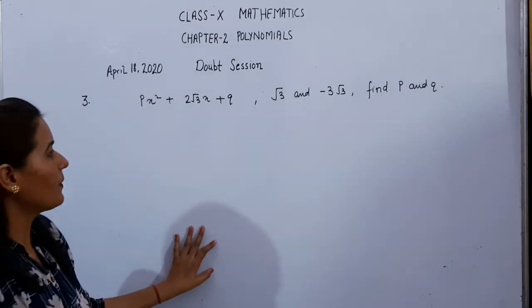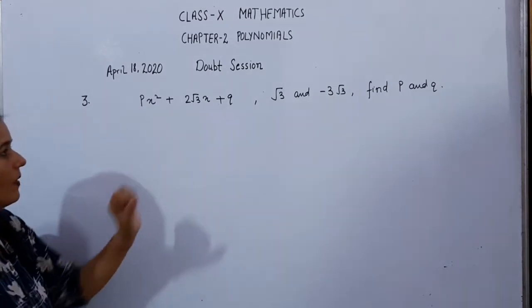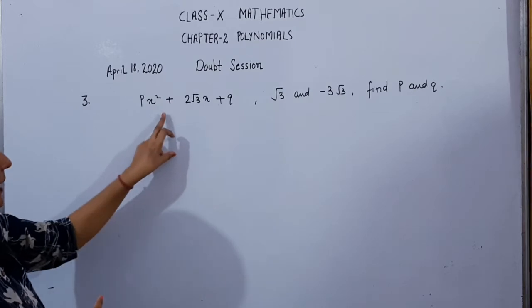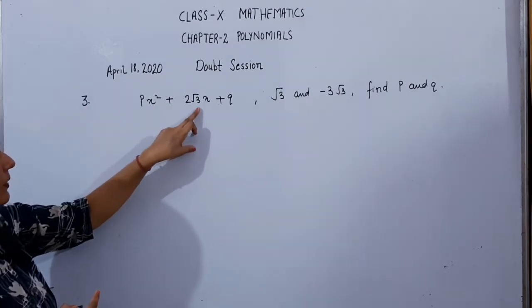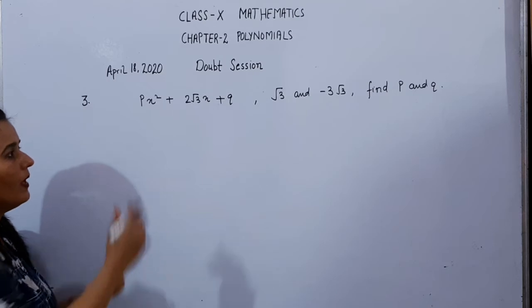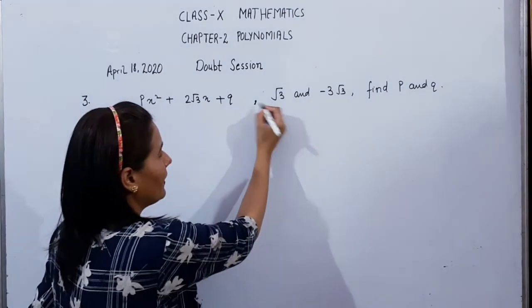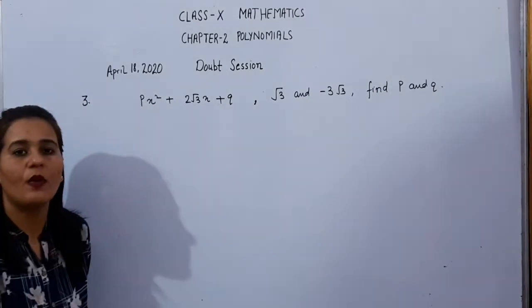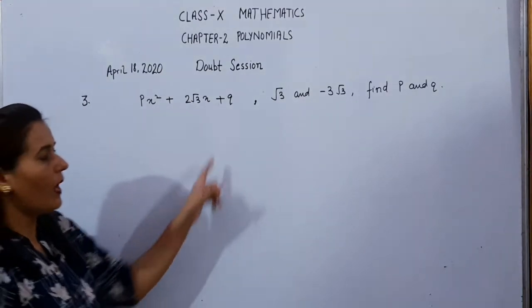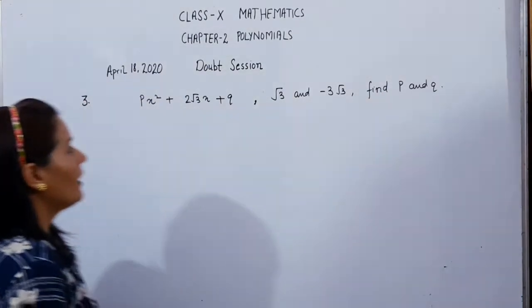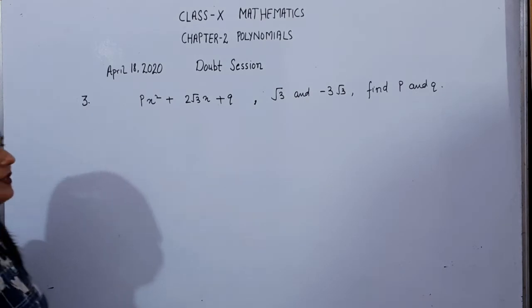Next question is question number 3 in your worksheet 1. px square plus 2 root 3x plus q. This polynomial is given to you and it is said that root 3 and minus 3 root 3 are the zeros of this polynomial. You have to find the value of p and q. Clear? Here we will use the relationship again.